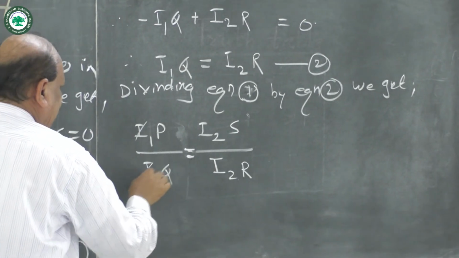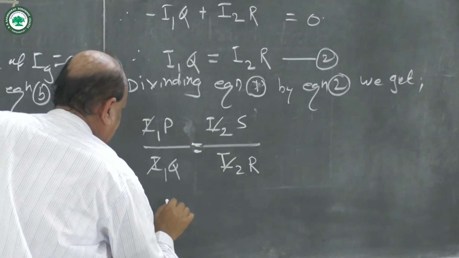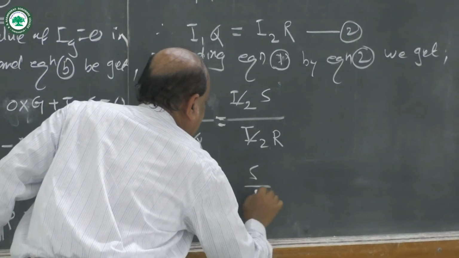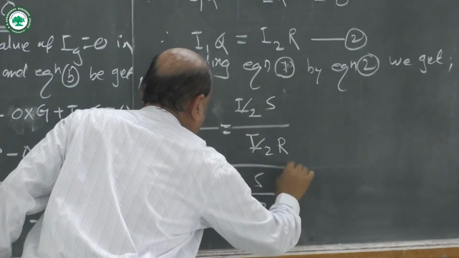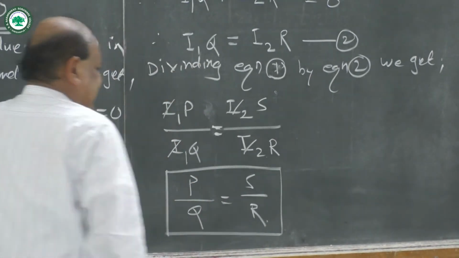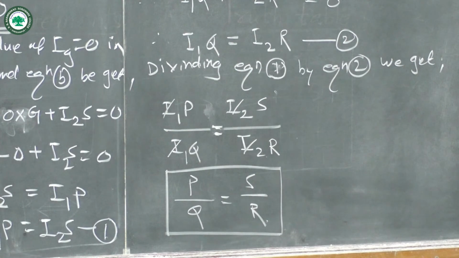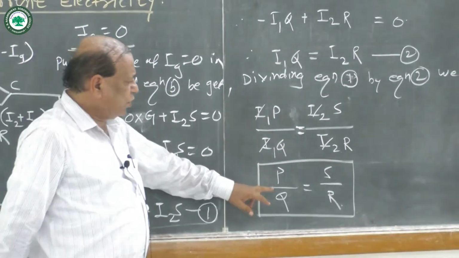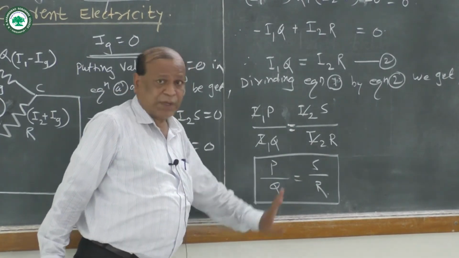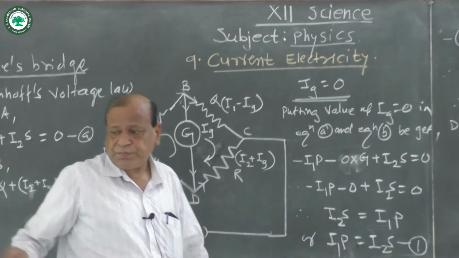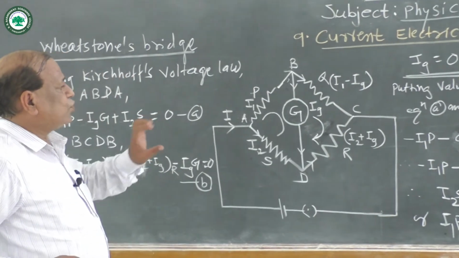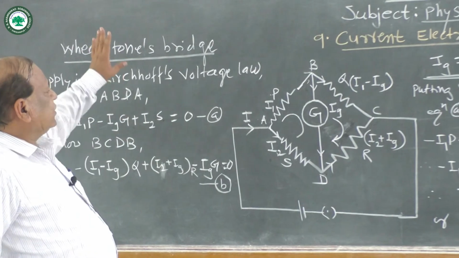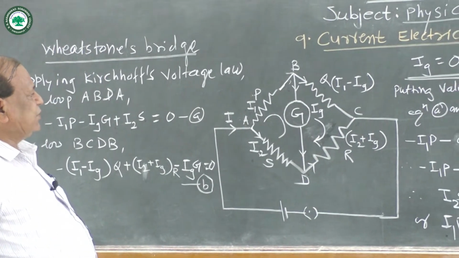Now this I1 gets cancelled, this I2 gets cancelled. What is remaining? P divided by Q is equal to S upon R. This is the balancing condition for Wheatstone's network. P divided by Q is equal to S upon R. Understand this: how to obtain the balancing condition for Wheatstone's network or Wheatstone's meter bridge.